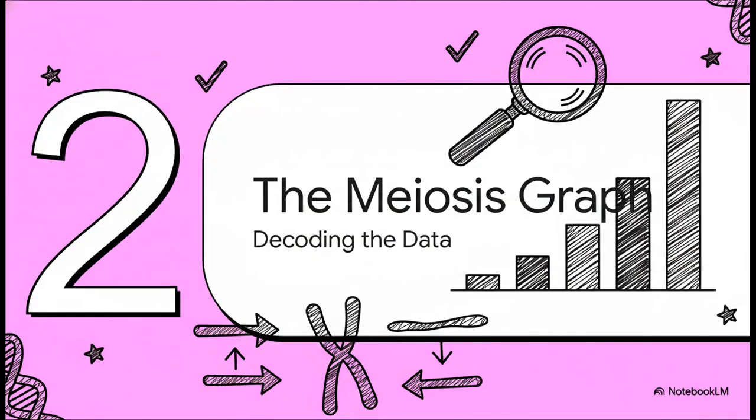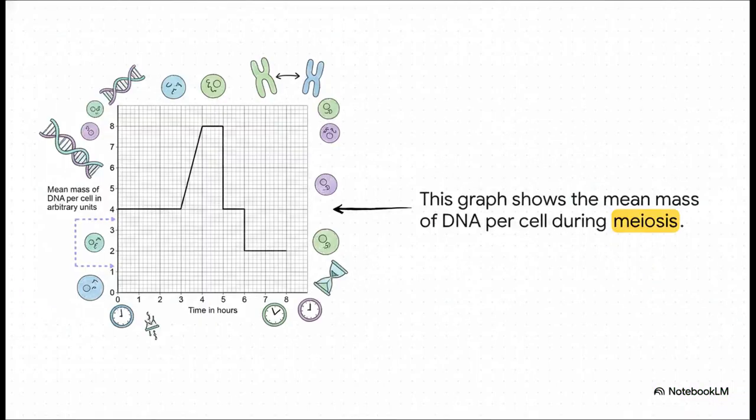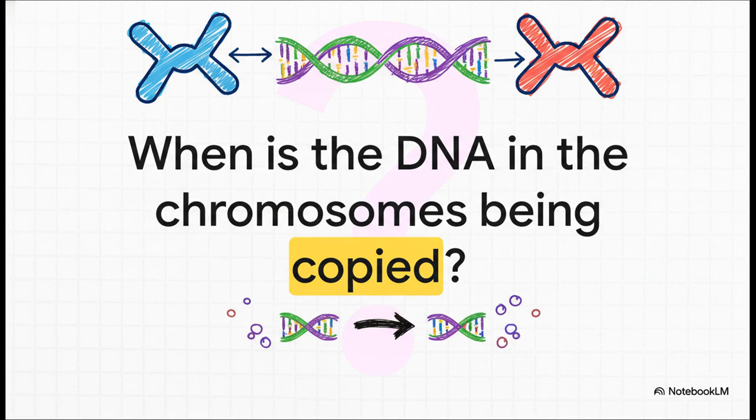All right, time to switch gears. We're moving on from pure memory recall to data interpretation. It's all about decoding this graph on meiosis to unlock those marks. So here it is, the graph for the next few questions. Before we even peek at what they're asking, let's just get our bearings. The y-axis on the left is the mean mass of DNA, and the x-axis along the bottom is time in hours. The line is just showing us how that DNA mass changes over time.